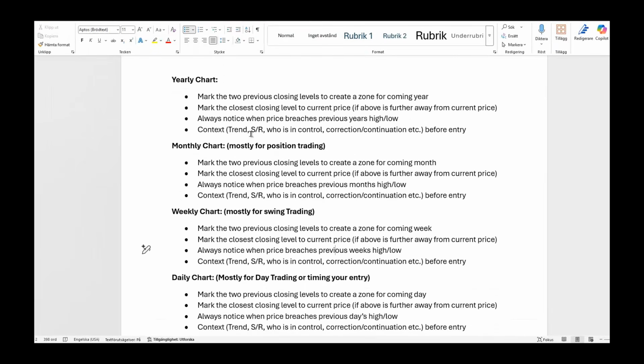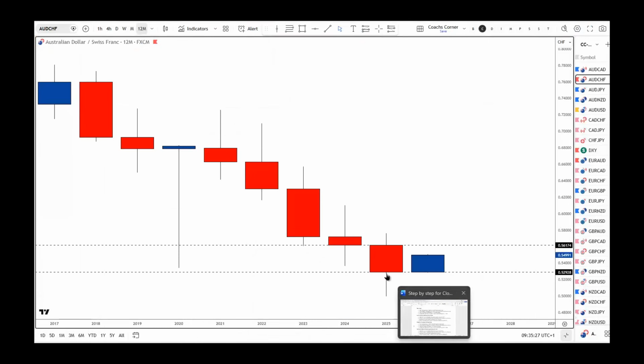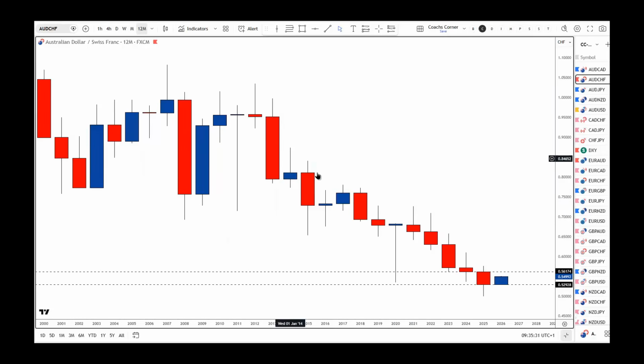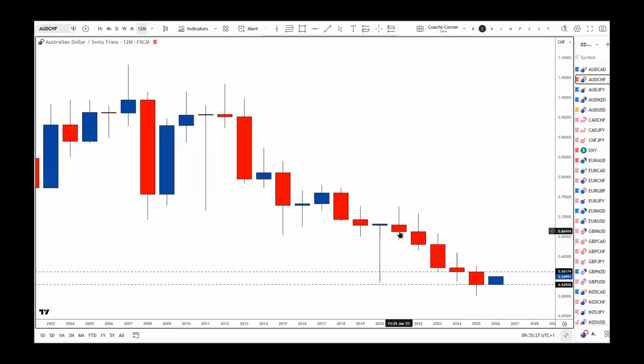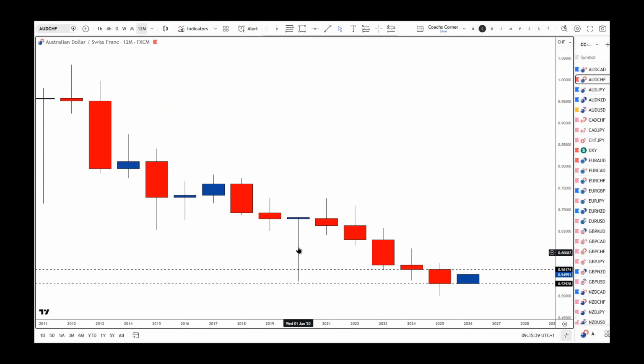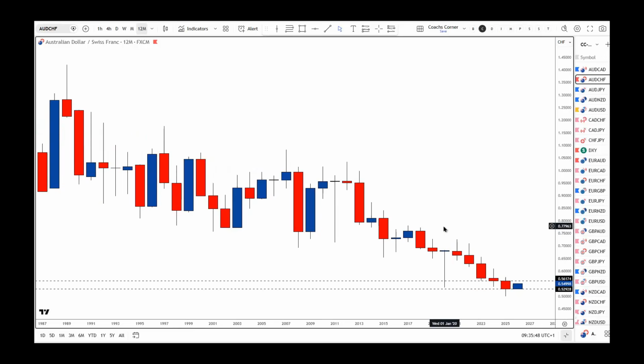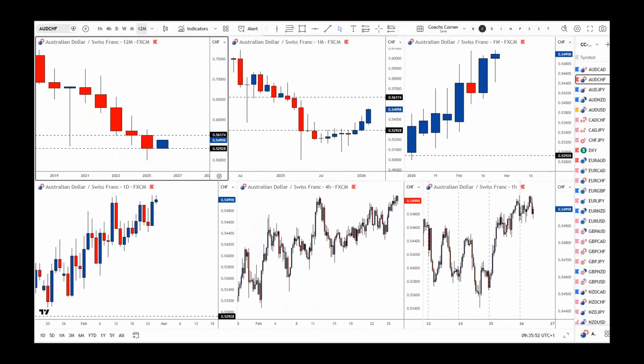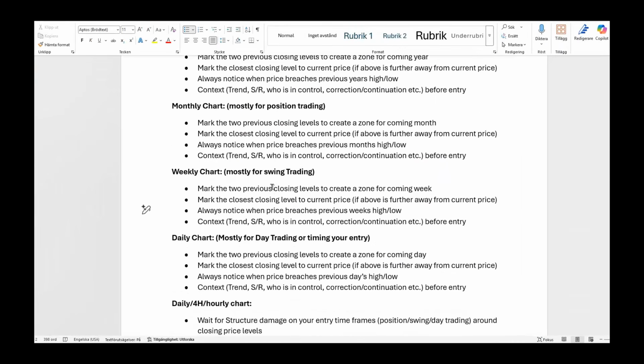Then you go to context. Okay, who is in control? Are we retracing, correcting? Well, this is bearish. We seem to be in a continuation mode. At some point we will see some type of correction, but there is no sign of it right now. The sign will be a candle like this, not because this helped, but if we see a bullish engulfing or an inside bar, one of my 7 candlestick formations, then we might be due for a deeper retracement on a yearly chart. Okay, let's move to the next section, which is monthly.